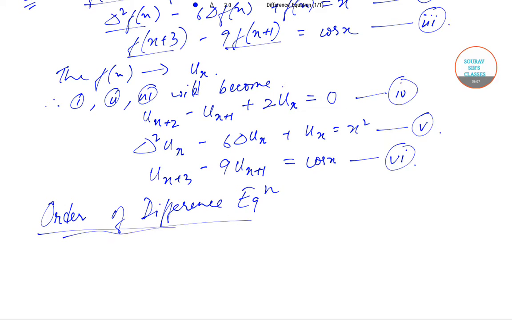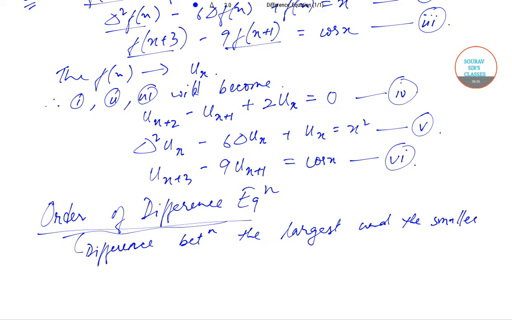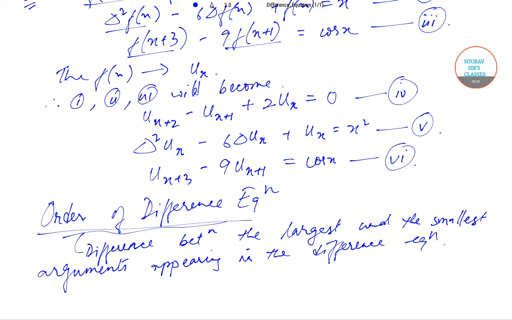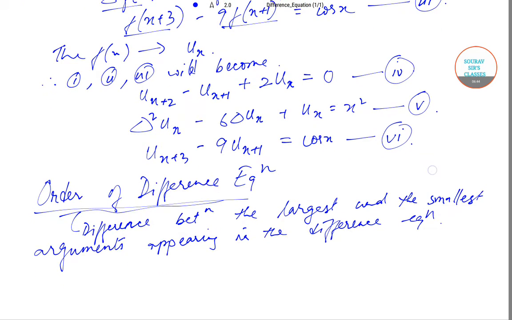So order of difference equation is basically the difference between the largest and the smallest arguments appearing in the difference equation. So this is known as the order of difference equation.